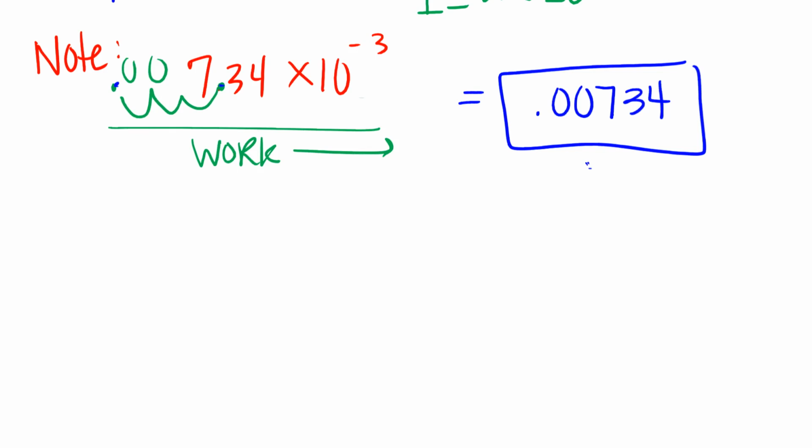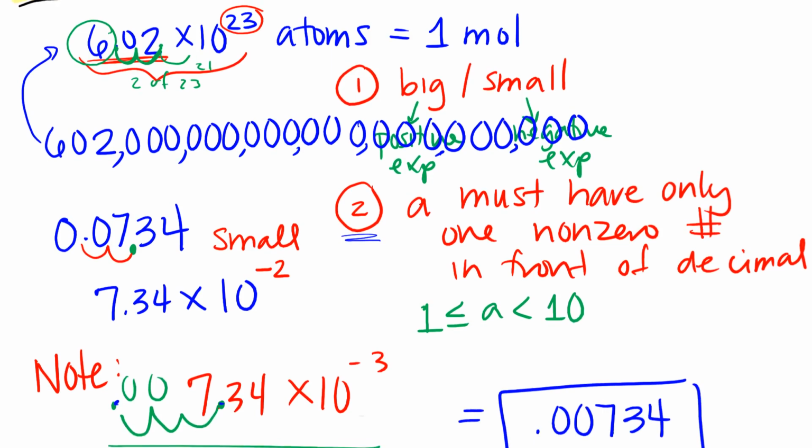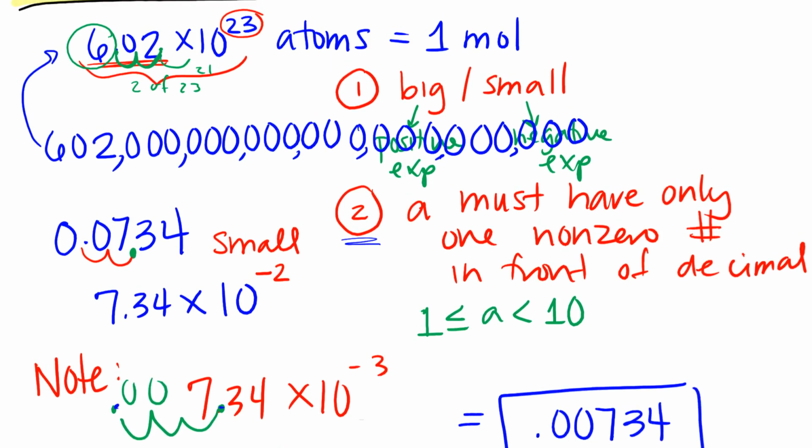All right, so that's writing things in both standard and scientific notation form. Like I said, it just comes down to 2 pieces. Is it big or small, right? Big being greater than 1, small being less than 1. And then the idea that we only need to have 1 non-zero number in front of that decimal.